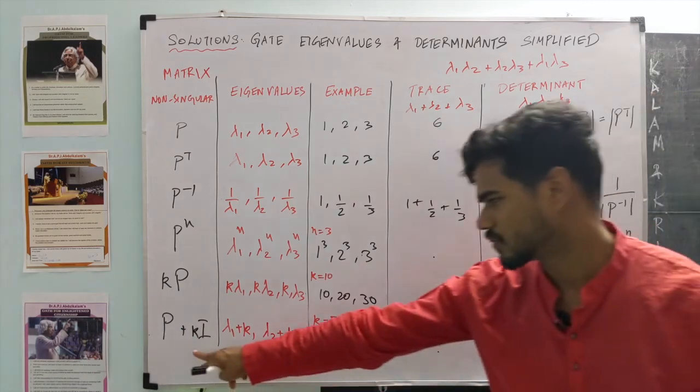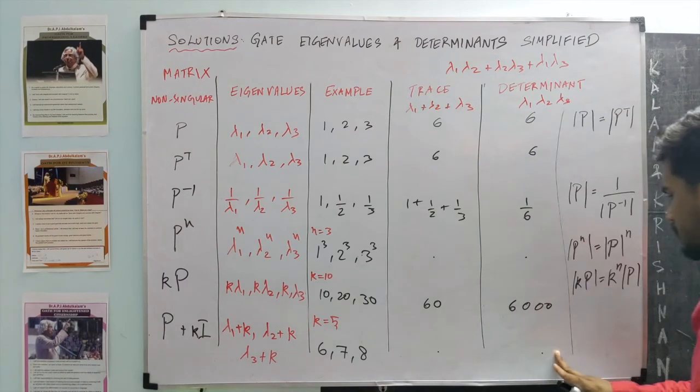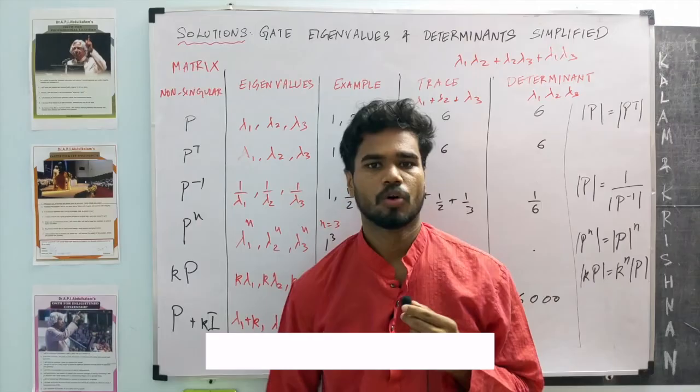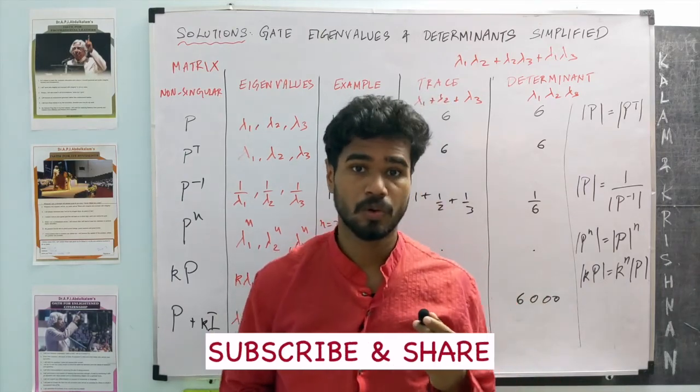And of course, we can also write down the determinant of P plus kI, but it's not directly related to the determinant of P. What can you say about the properties of a matrix given its eigenvalues? Please let us all know in the comment section.